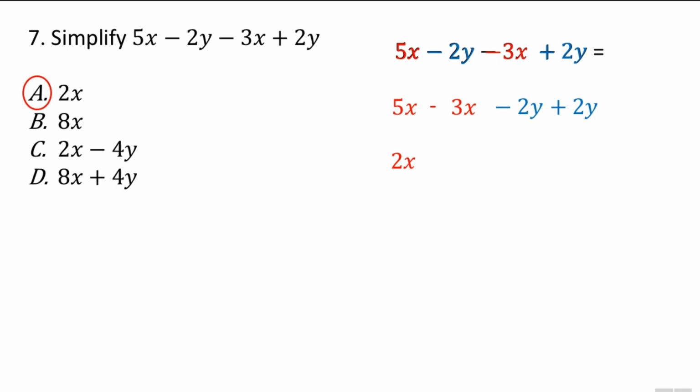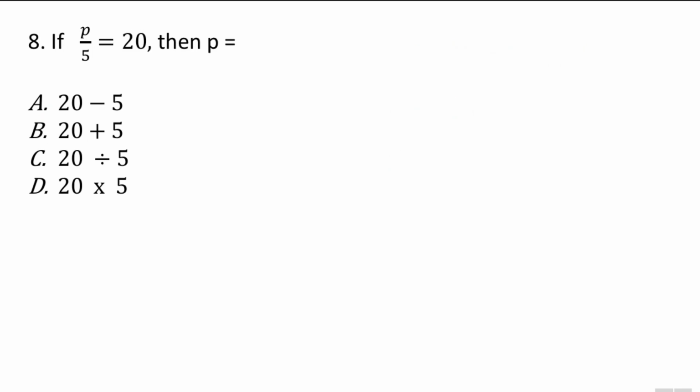Lovely. I hope you got this one as well. Let's now have a look at question 8, guys. So if p over 5 is equal to 20, then p is equal to, again, this is a simple linear equation, guys. So what would really be your first step in answering this question? Remember, you want to get the p by itself. So I'll rewrite my question. What can we do to get that p by itself?